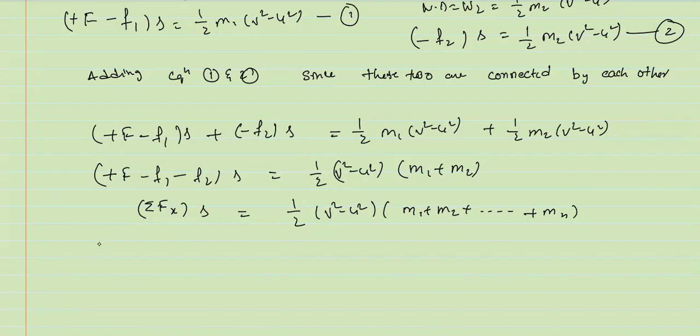So the LHS is nothing but the total work done, and the RHS is nothing but the total change in kinetic energy. This is the statement and that is the proof. The work energy theorem for connected bodies says that the total work done on all the bodies is equal to the total change in kinetic energy of all the bodies. So that is the work energy equation for connected bodies.